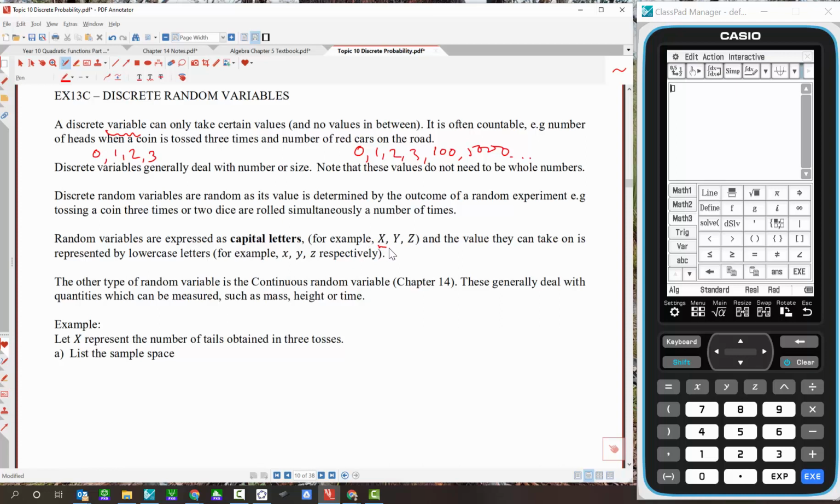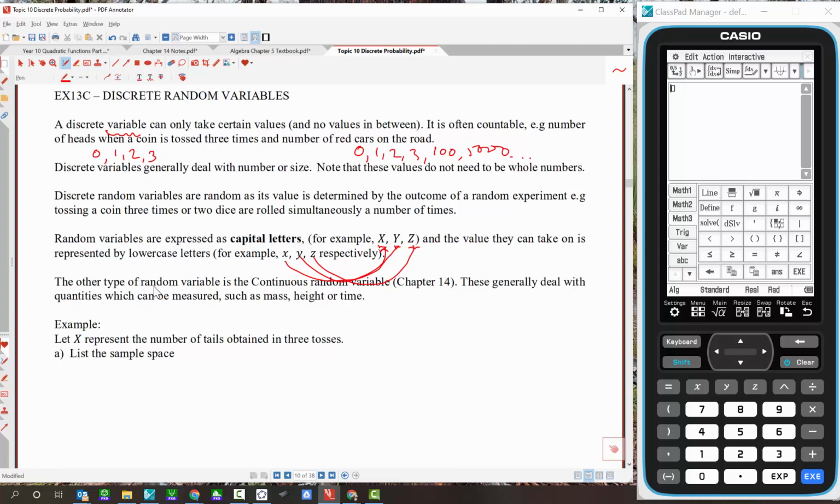Random variables are expressed as capital letters. So X is usually the most common one, then Y and Z, but it can be A, C, and so on. The value that they can take on is denoted by a lowercase letter, and they match up. So the lowercase x will be paired up with the X, the Y with the y, and the Z with the z. So the random variable is capital X. The value it can take on is lowercase x.